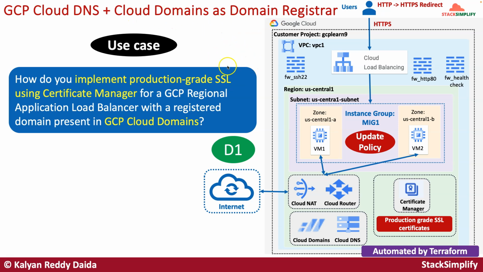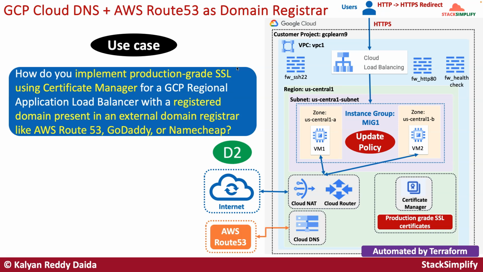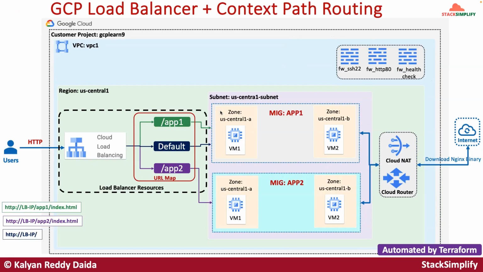Here Cloud Domains has the domain registered, but there comes a picture where we don't have a domain in Google Cloud Domains, but we have it somewhere in AWS Route 53 or GoDaddy or Namecheap. If that is the case, how do you implement production grade SSL certificates using Certificate Manager when your domain registrar is something else, like AWS Route 53? Once this demo is implemented, we'll also implement some important concepts about load balancer.